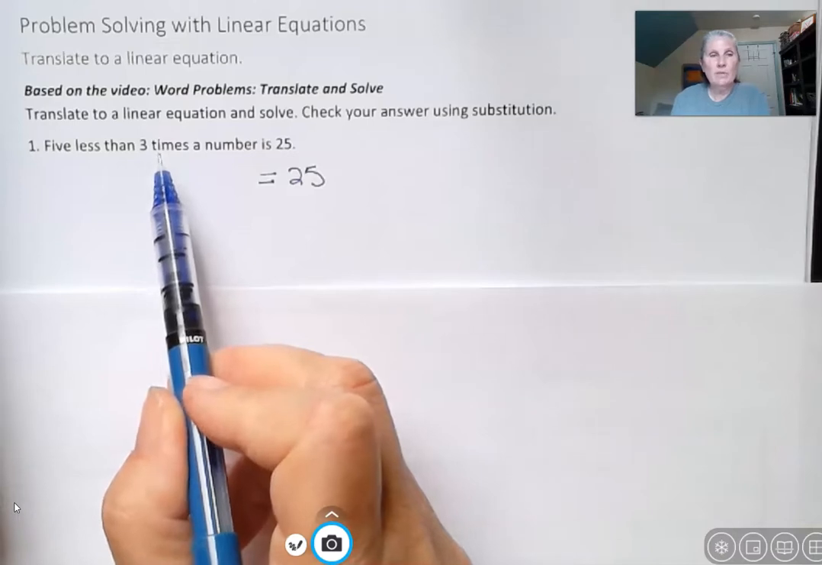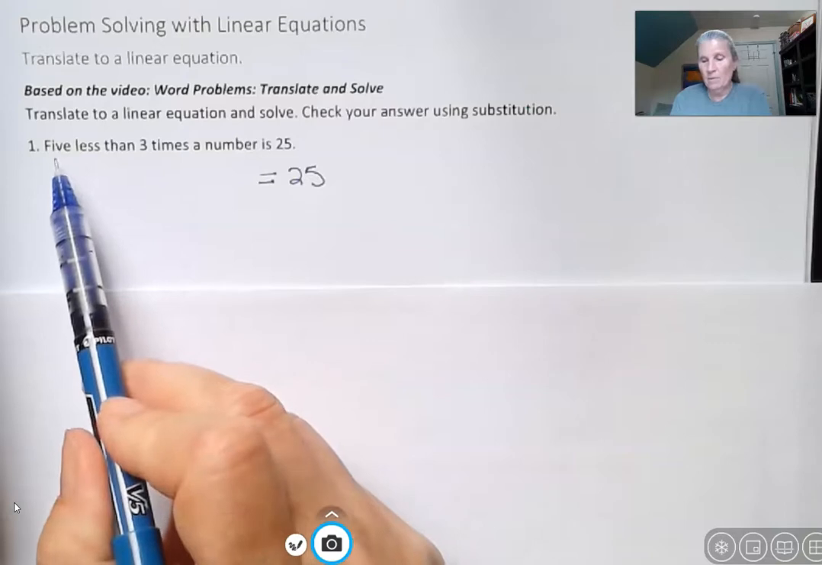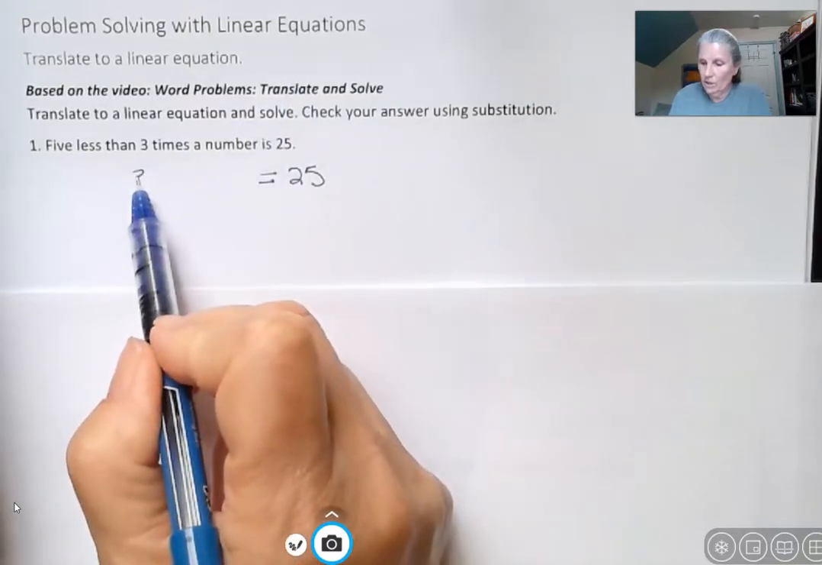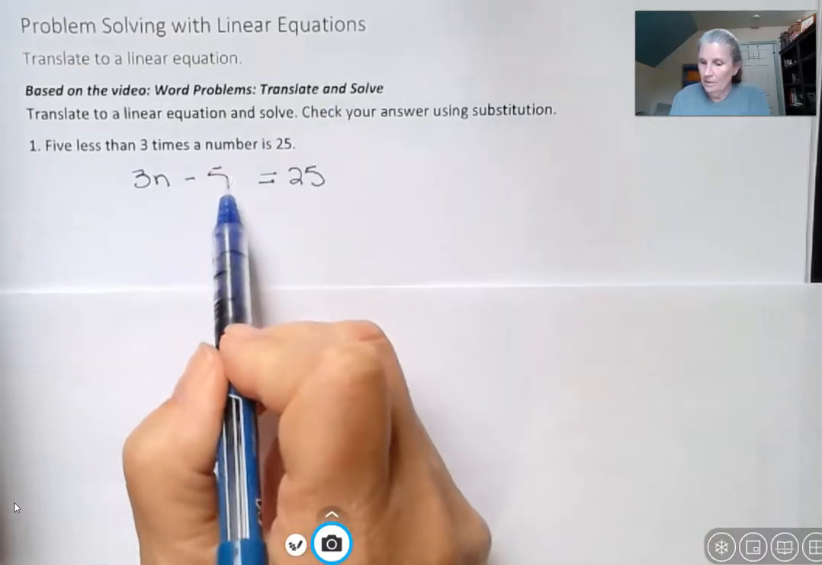So this is a common mistake for people to get confused. What goes first? The 5 was said first, but it says it's 5 less than that. So I want to do 3 times a number. You can use whatever variable you want, and then 5 less than that.